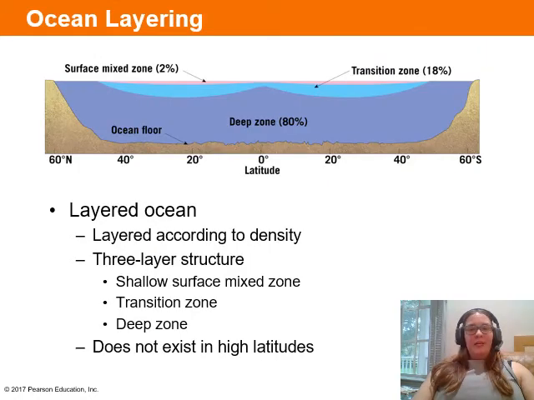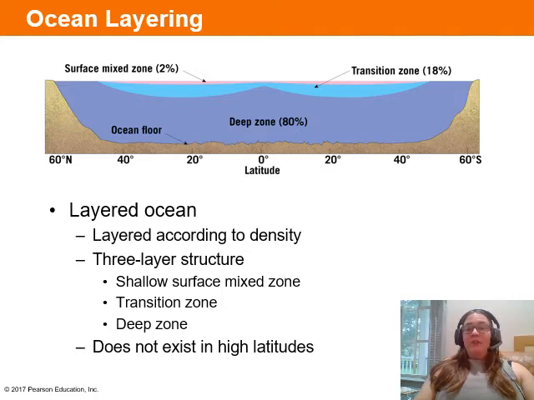So we're going to see that temperature and salinity differences are going to cause our oceans to create different layers based on their densities. And we're going to see 3 different layers develop: our deep zone layer, a transition zone layer, and our surface mix zone layer. And we're going to start off with our surface mix zone layer.